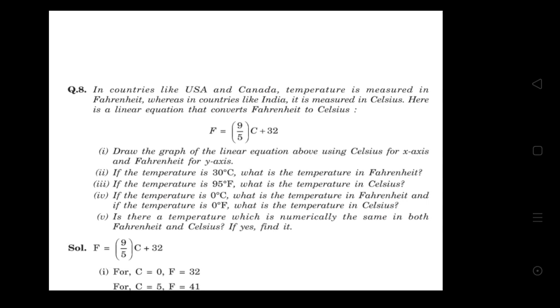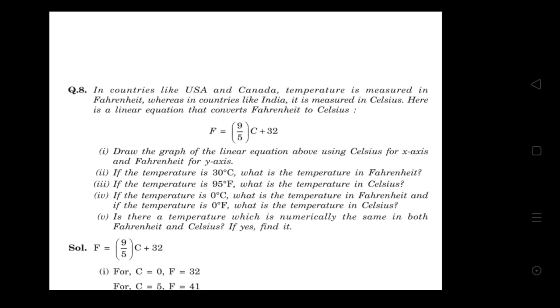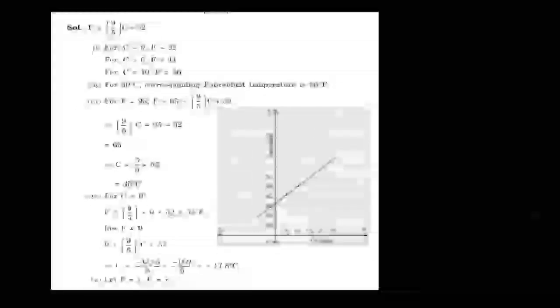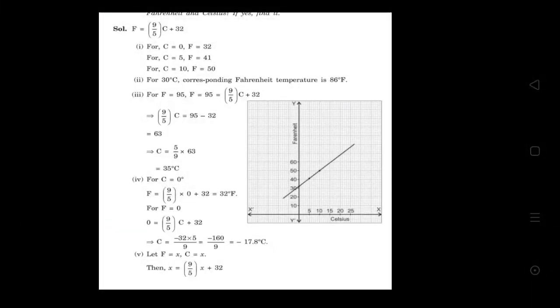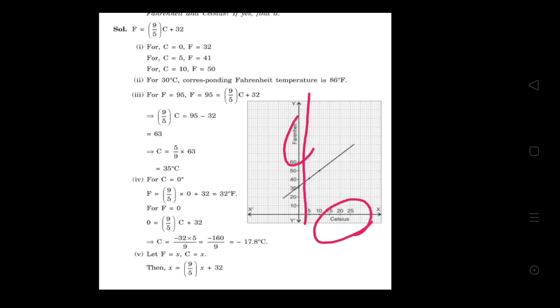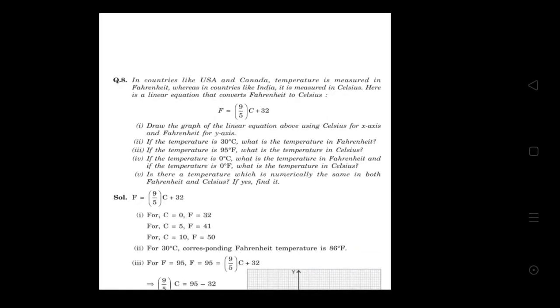First question is, draw the graph of the linear equation above using Celsius on the x-axis and Fahrenheit on the y-axis. Now if we draw the graph, we take Celsius on the x-axis and on the y-axis we take Fahrenheit too. And also find the values of Celsius and Fahrenheit.